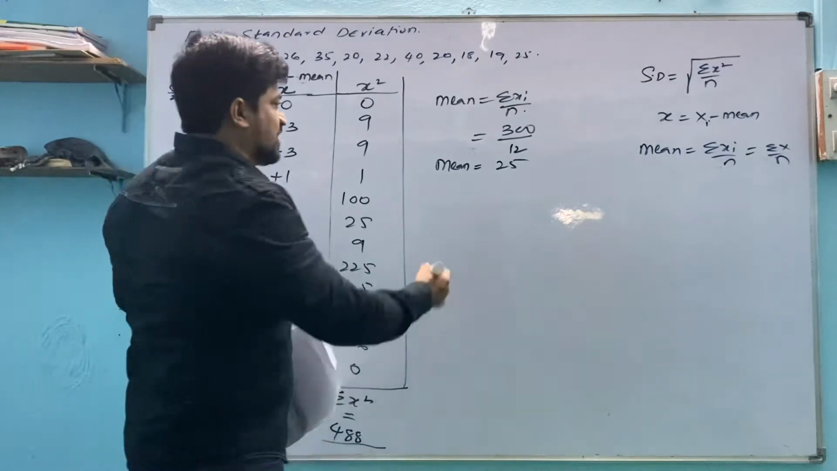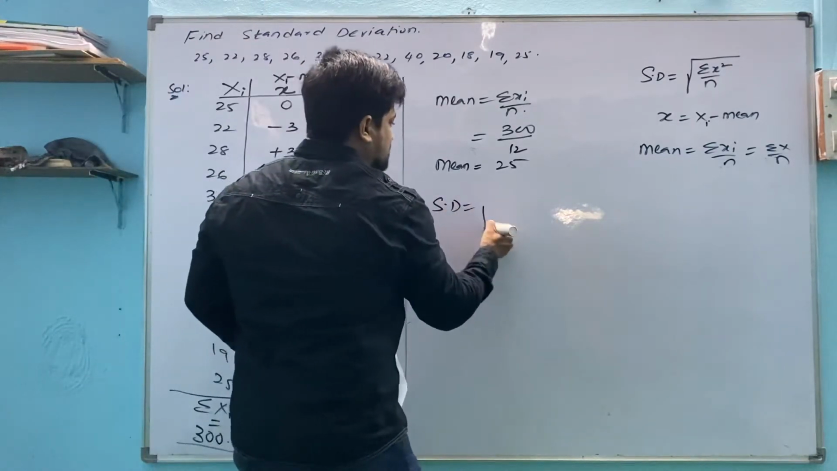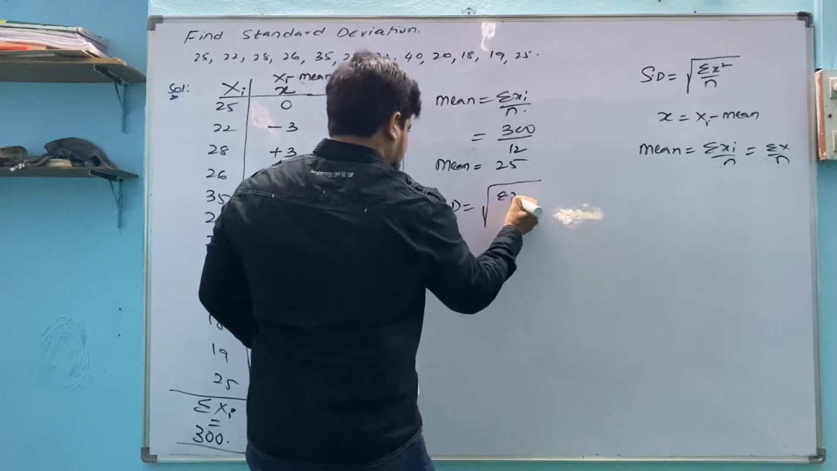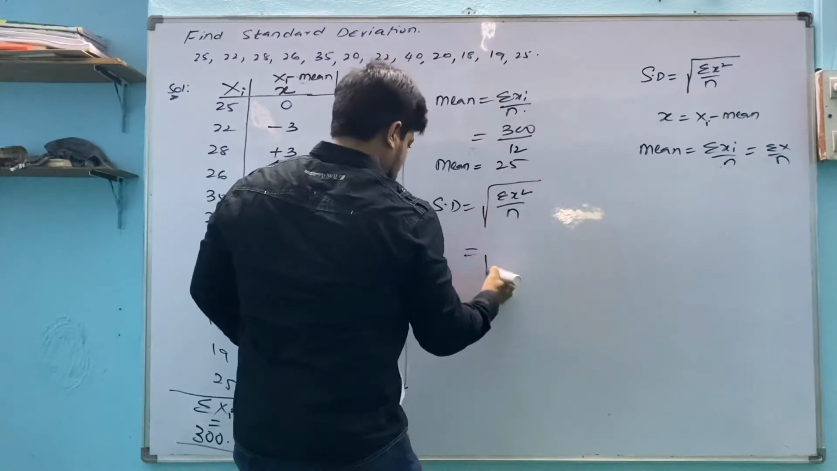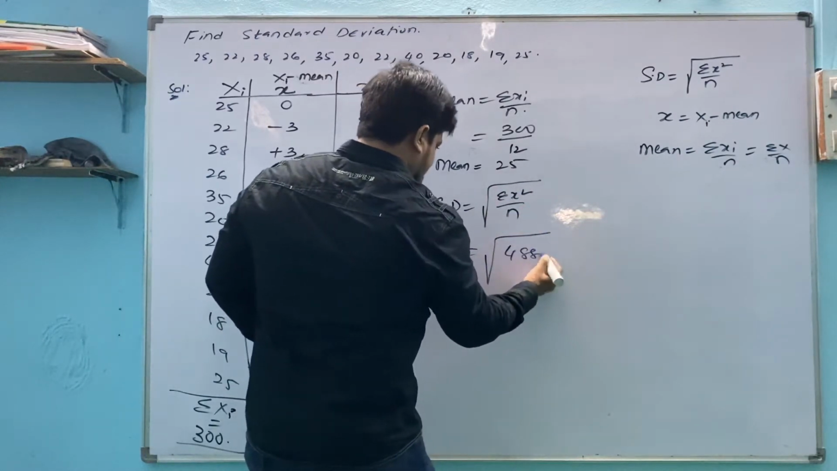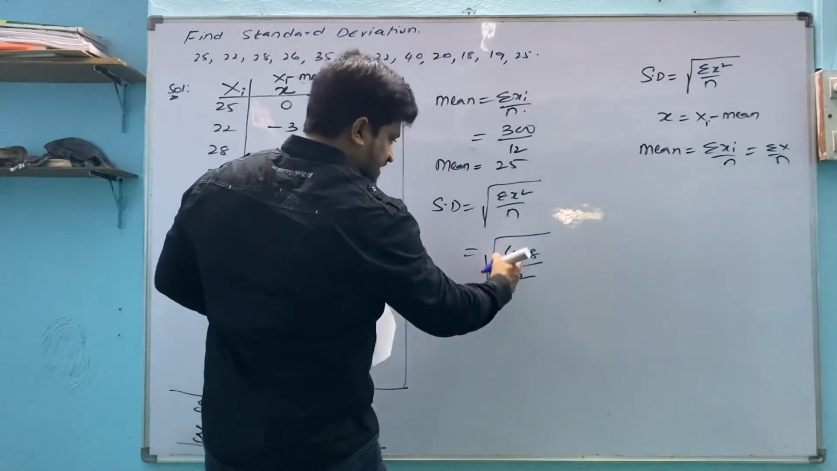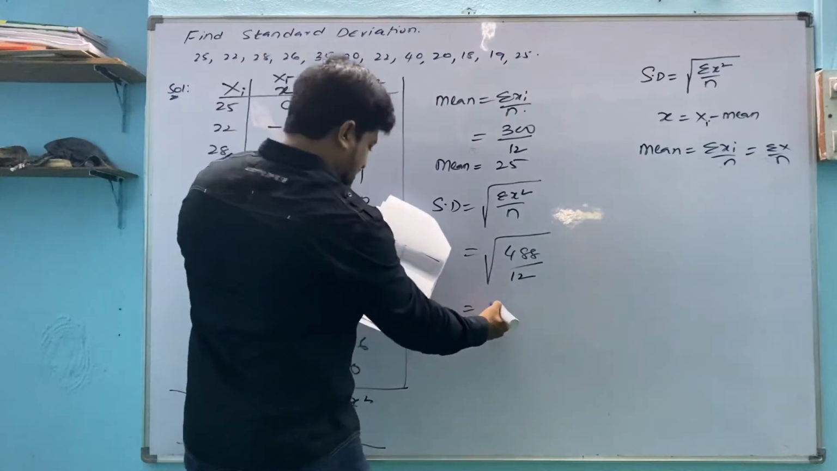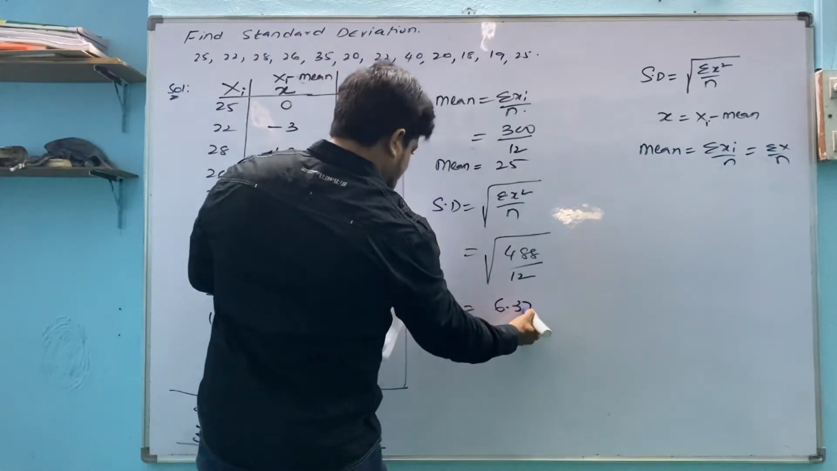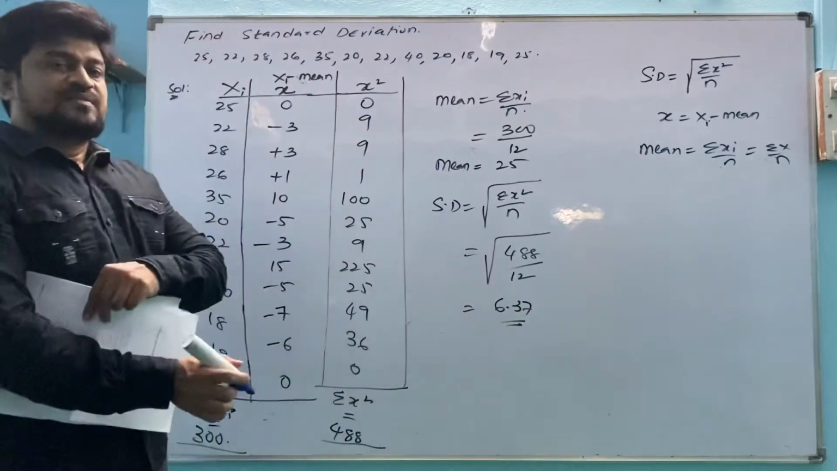Once you get the total, then you can write standard deviation equals square root of sigma x square by n, 488 divided by 12. So what will you get? First we divide them, then find the square root. After dividing and finding the square root, we get 6.37. This is the standard deviation.